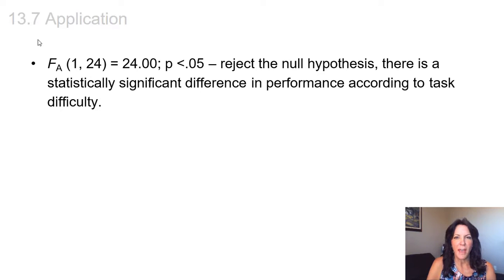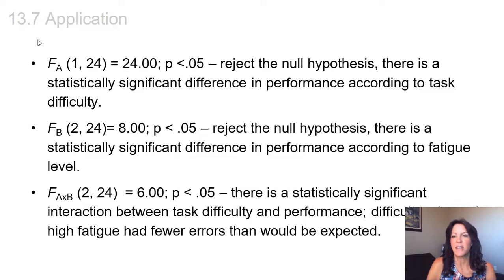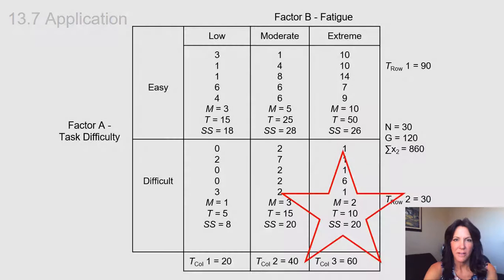So for factor A, we actually reject the null hypothesis. There is a statistically significant difference in performance according to task difficulty. For factor B, we also reject the null hypothesis. There's a statistically significant difference in performance according to fatigue level. And finally, there is an interaction effect. There is a statistically significant interaction between task difficulty and fatigue. But I have to tell you that we have to actually look at the matrix to see where that difference is or where that interaction is.